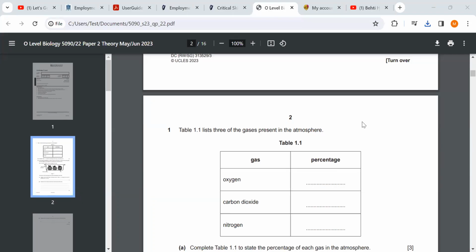In today's video, we will be covering June 2023 Paper 2 O-Level Biology Variant 2. In the first question, they asked the relative concentrations of the three different gases: oxygen, CO2, and nitrogen. So the concentration of oxygen is 4%, the concentration of CO2 is 0.04%, and the concentration of nitrogen in the environment is about 78%.